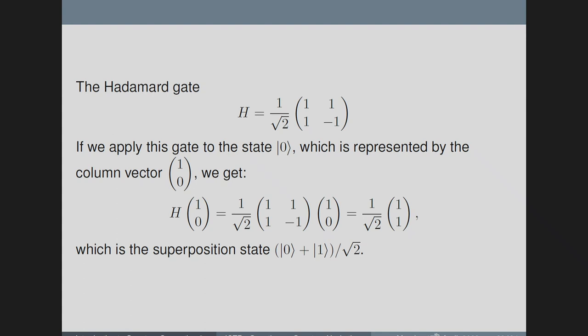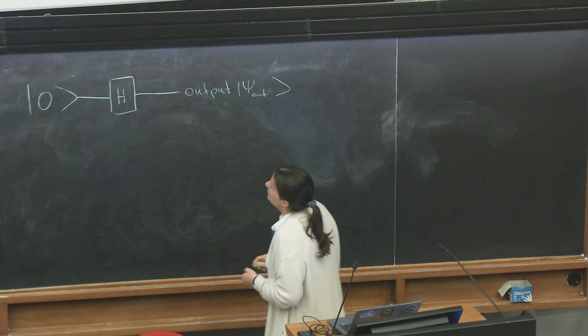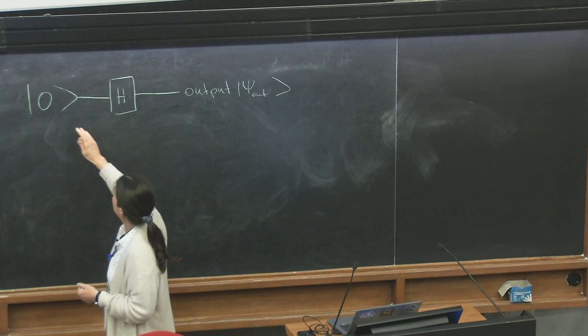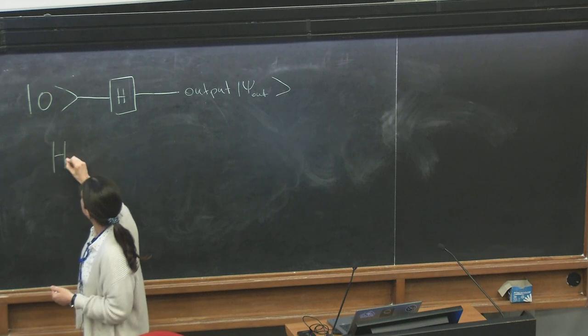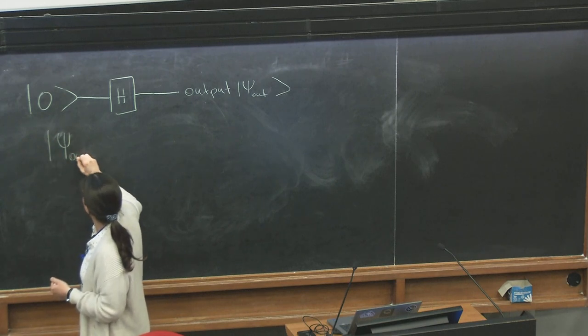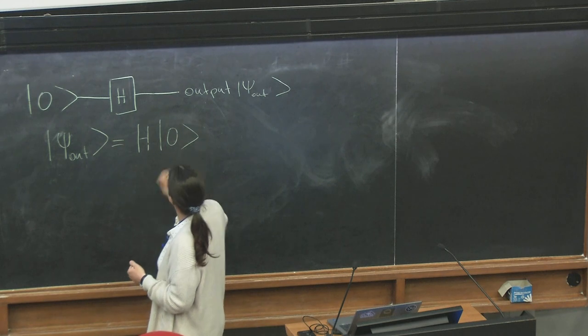And what you do in this case is, you can now imagine you have a quantum circuit. Here you have your initial state. Now you apply a Hadamard gate. What is the output, right? The output wave function. Intuitively, what you do is you apply the gate here. What we're looking for, the output wave function, is the Hadamard gate applied to the zero state.